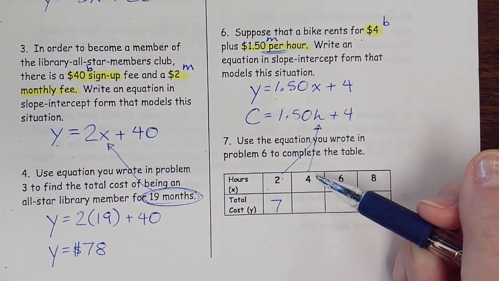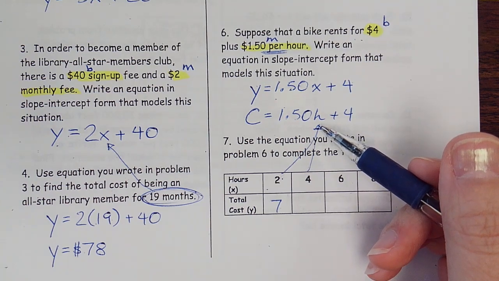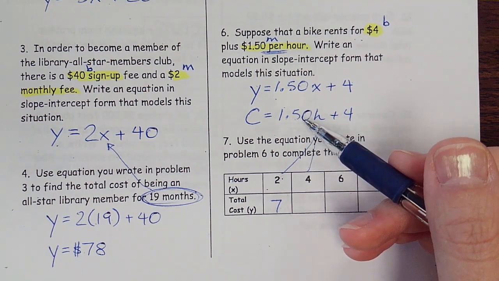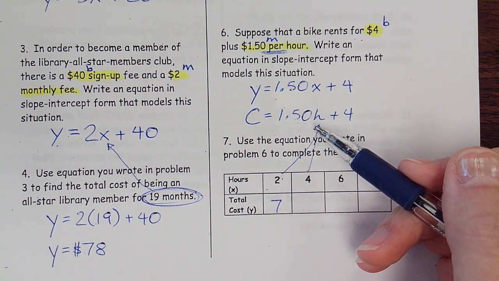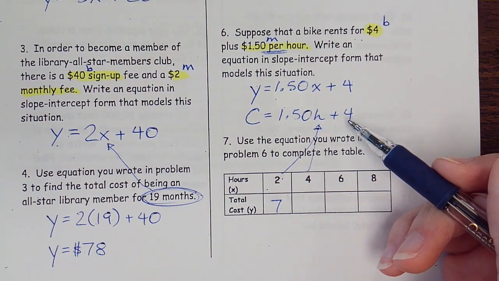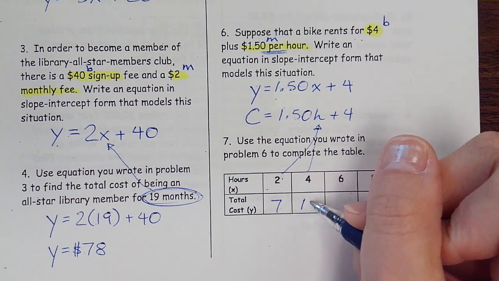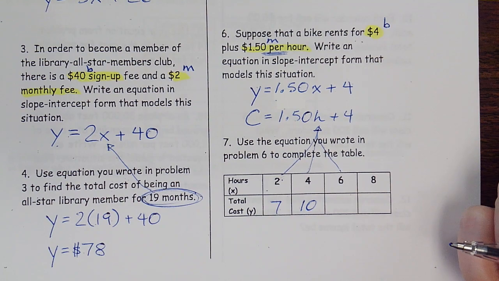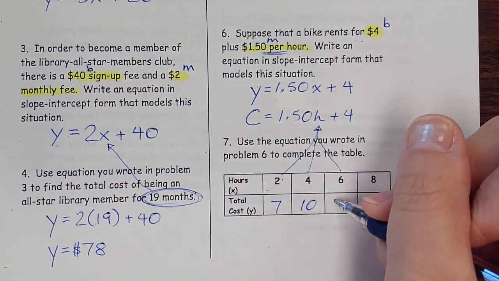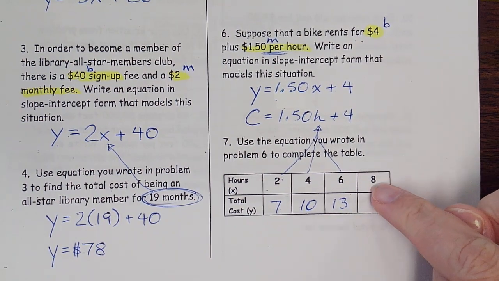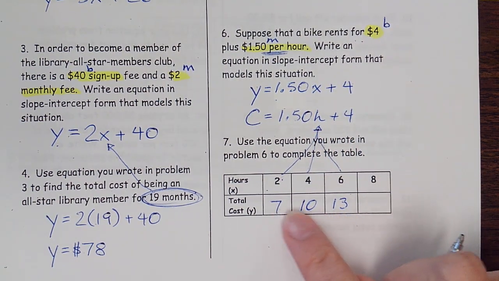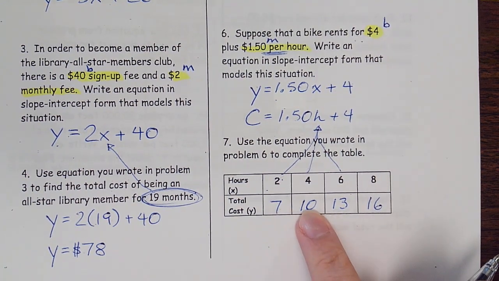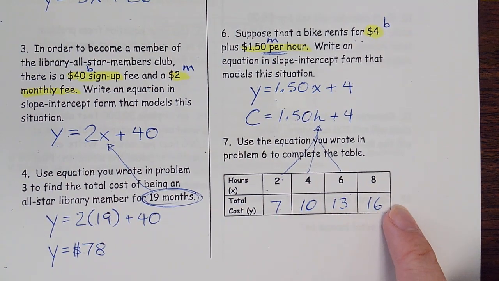Okay, now let's say I rent the bike for 4 hours. $1.50 times 4 is 6. So 6 plus 4 is 10. All right, so for 6 hours. What do I want it for 6 hours? 9 plus 4, which will be 13. 13. Now, I don't even need to do the math here. I should be able to see a pattern. So it's going to be 16. 16. Every 2 hours, your cost increases by $3.